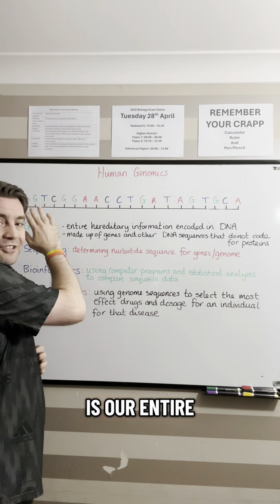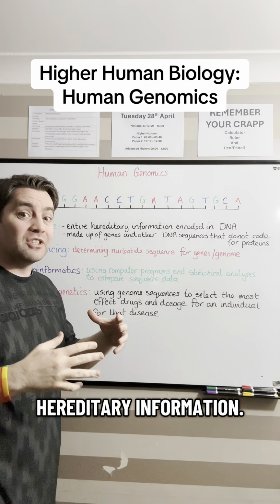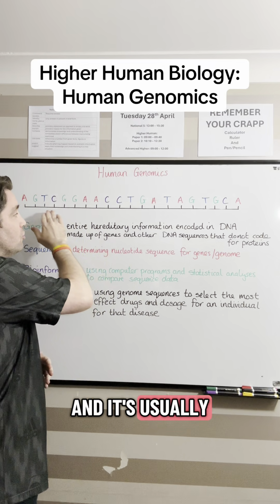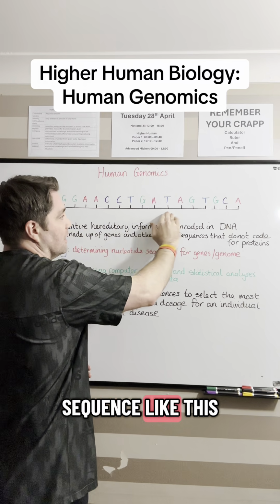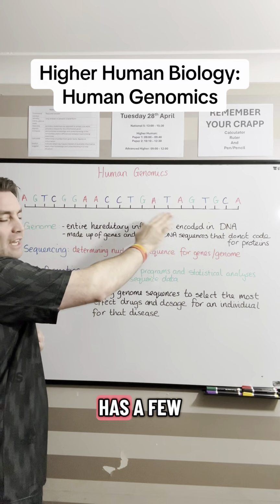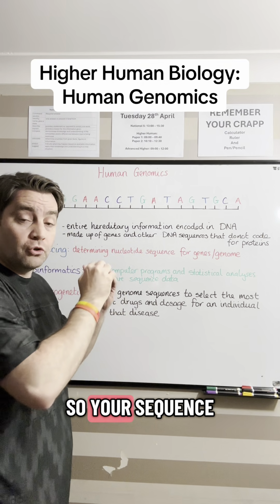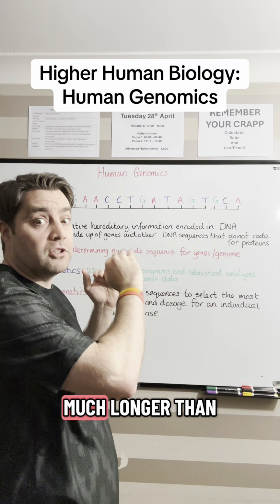So our genome is our entire hereditary information. That's the information that we've inherited genetically from our parents, and it's usually in a long sequence like this one here, okay? Now this one only has a few bases on it. You actually have about 3 billion base pairs, so your sequence is much longer than this.